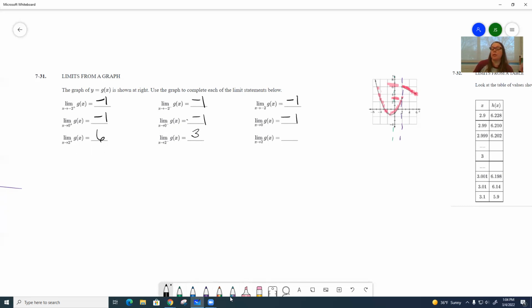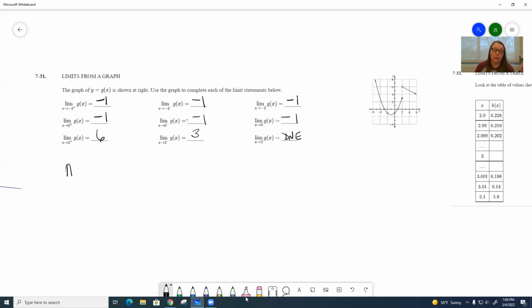Now, when you try to find the limit at 2, you're like, but wait, these are different. They're not the same thing. And for a limit to exist, you notice here, these are both the same. If these are different, then we say the limit does not exist, DNE. So what makes a limit exist versus not exist?